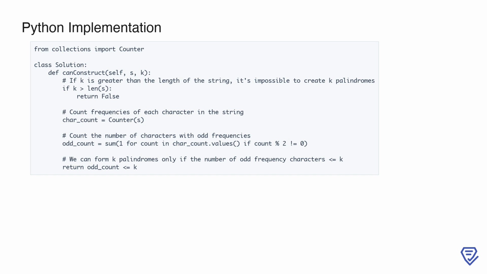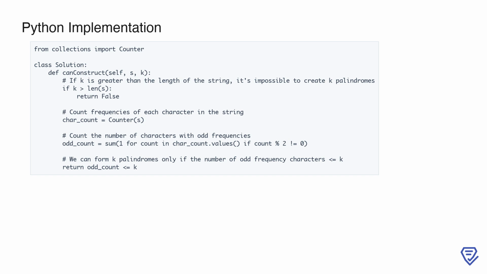2. Character frequency count: using Python's collections Counter, we calculate the frequency of each character in the string S. This gives us a dictionary where the keys are characters, and the values are their respective counts. This step allows us to determine how many characters have odd frequencies. 3. Odd frequency count: for a string to be a palindrome, at most one character can have an odd frequency; this character would occupy the center of the palindrome. To construct k palindromes, the number of characters with odd frequencies must be less than or equal to k.